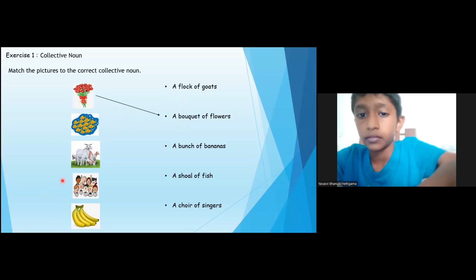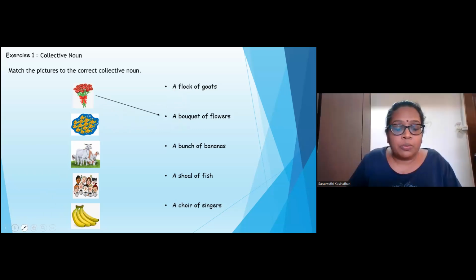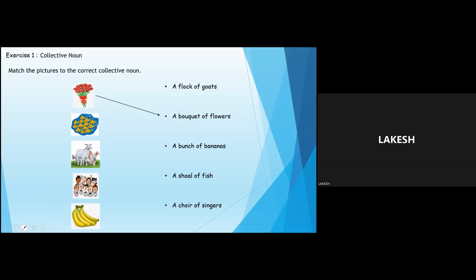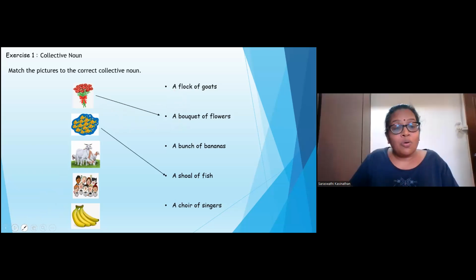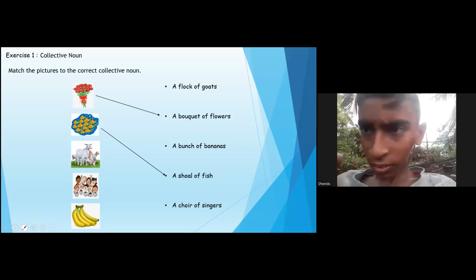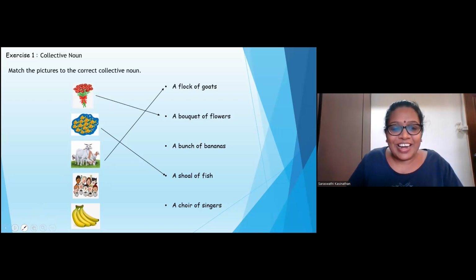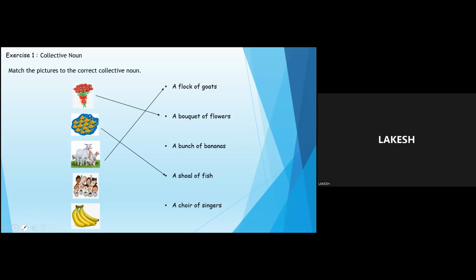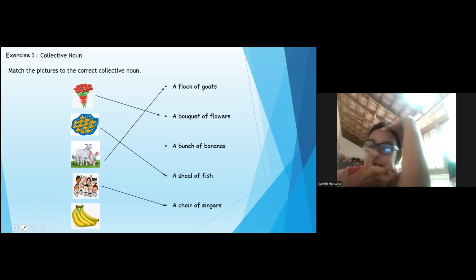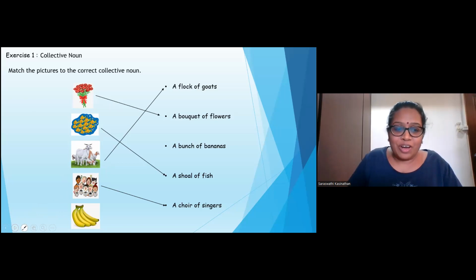Right. Here I have a group of fish. What would be the right collective noun? A school of fish. Well done. Good job. You learn fast. All right. Next, I have goats here. What was that? A flock of goats. Excellent. Well done. All right. Next, singers. A choir of singers. Well done. Very good. Good job. And last, we have bananas.